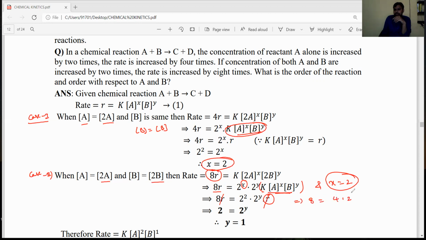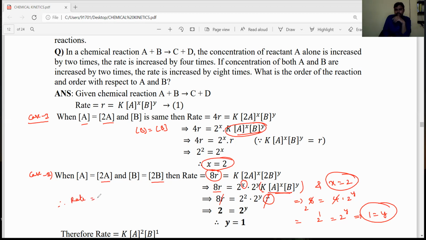4 into 2 power y. Then 4 and 4 cancel, so 2 is equal to 2 power y. 2 is nothing but 2 power 1. The bases are equal, so the powers are equal: 1 is equal to y. So the value of y is 1. Now just substitute these values into the rate law expression.